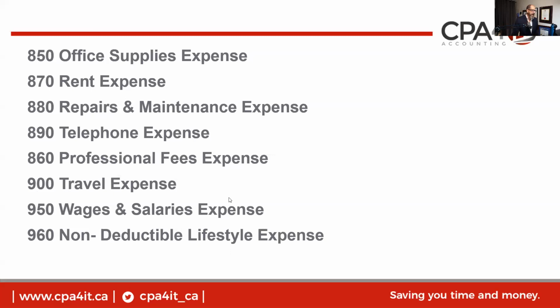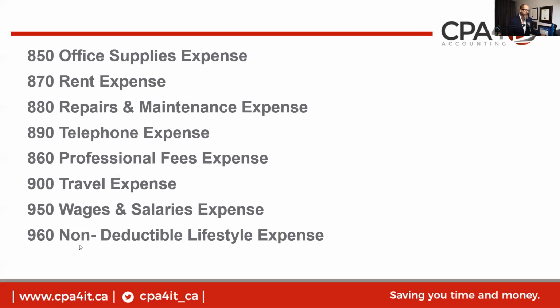And then we also have a wages and salary expense category. This is typically for the salaries for non-directors of the corporation. This could be other family members. This could be other real employees, et cetera, et cetera.